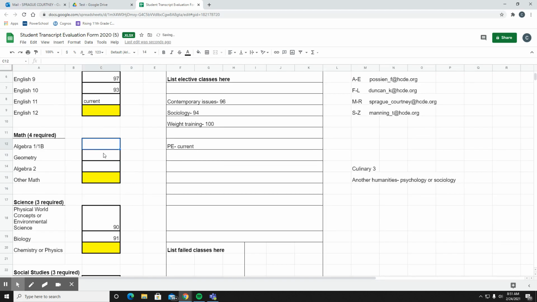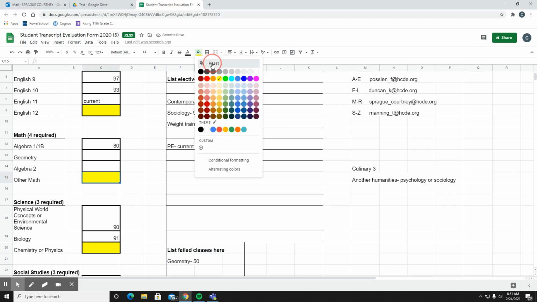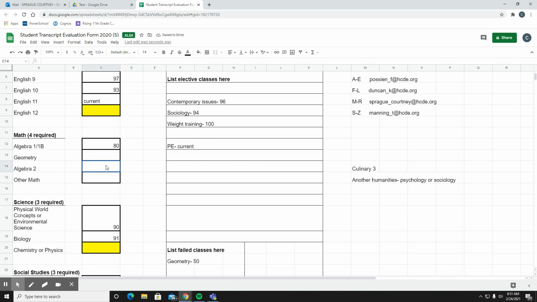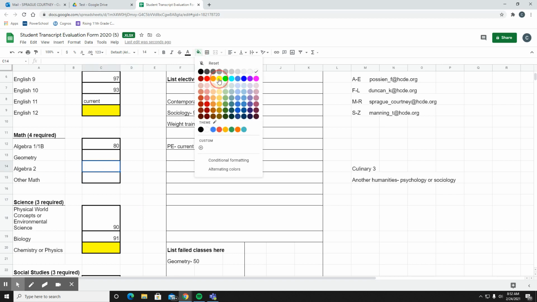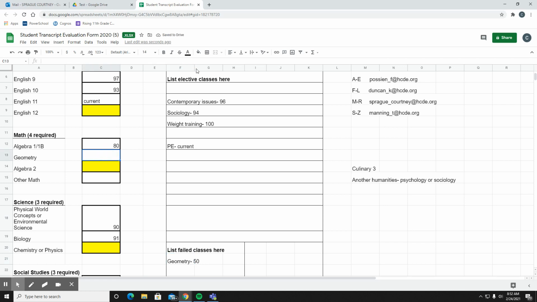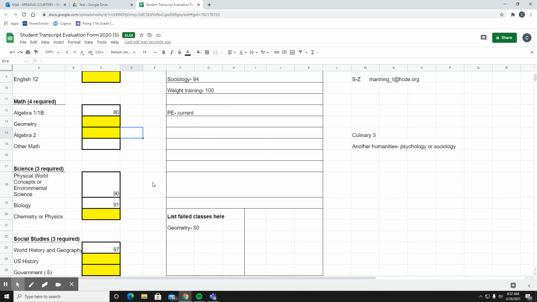So for math, if you passed algebra with an 80, and then for geometry, we would list it down here. You failed and you got a 50. So for next year, if you're going to be a junior, you'll need to take your junior year math, which would be algebra 2. And because you failed geometry, you would need to retake geometry. So for next year, you would be taking 2 maths. That is important because we have to keep you moving forward and on track. So there isn't really time to just do 1 next year, you would have to do 2.